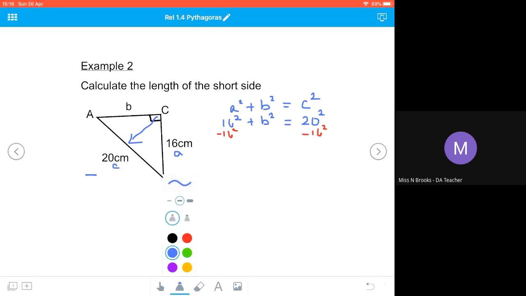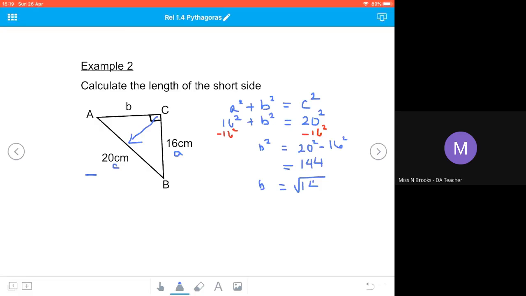And that gives me b squared equals 20 squared, take away 16 squared. And that gives me a value of 144. Now remember, I want b, not b squared, so I'm going to say b equals the square root of 144. And that gives me an answer of 12 and my units again are centimetres. Now again, you want to go back and put the side length into your triangle, and I'm saying that side AC or side B is 12 centimetres, and that is less than 20 centimetres, so it makes sense.